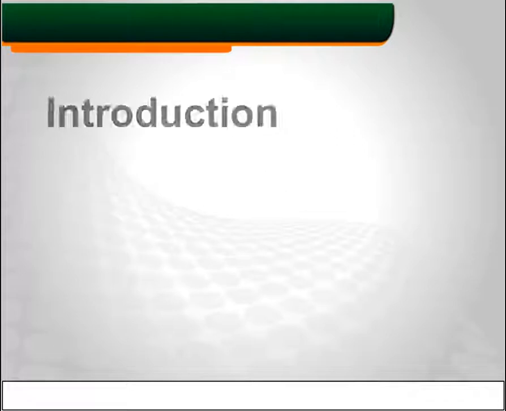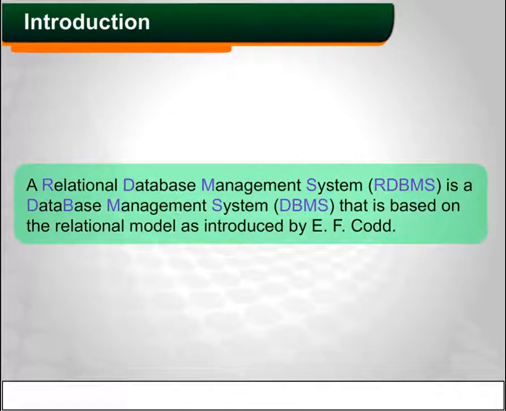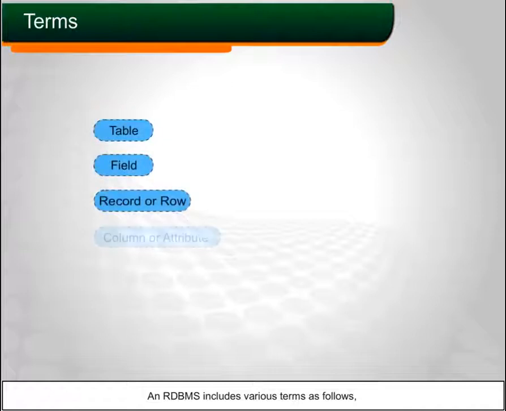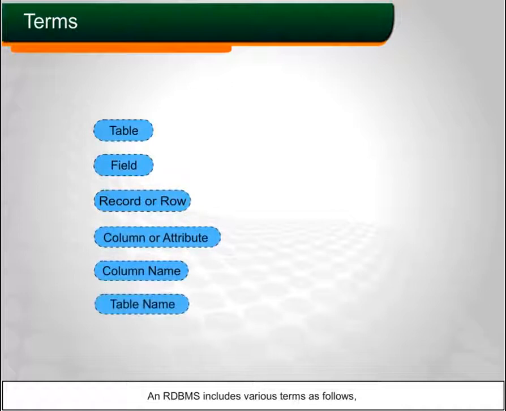Introduction. A relational database management system, that is RDBMS, is a database management system, DBMS, that is based on the relational model as introduced by E.F. Codd. Terms. An RDBMS includes various terms as follows: table, field, record or row, column or attribute, column name, table name.